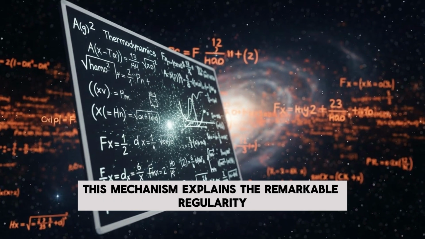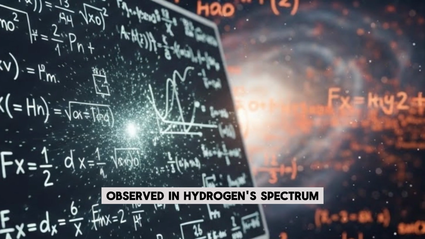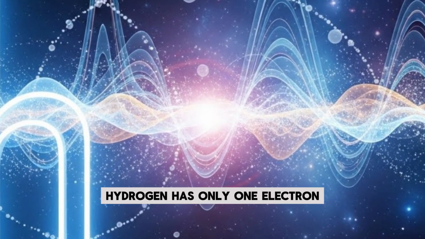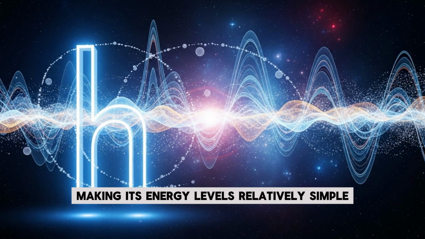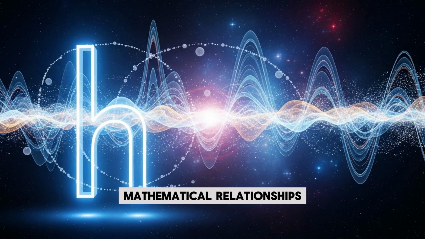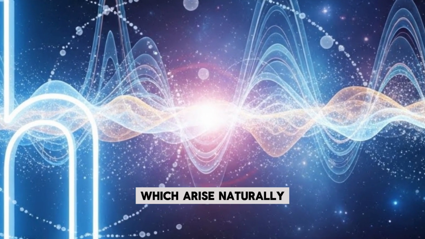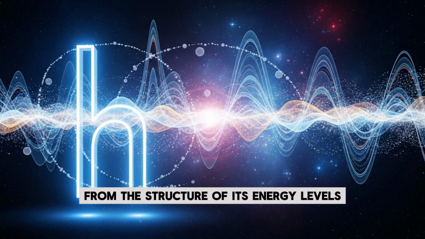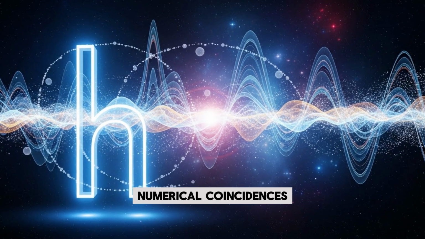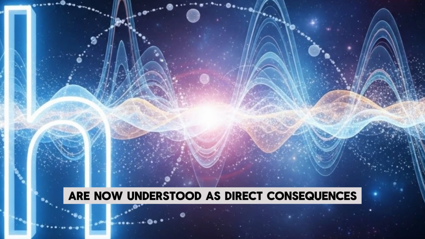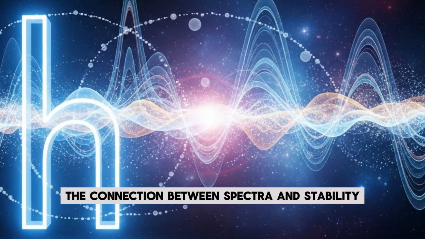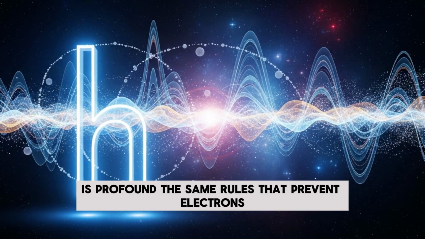This mechanism explains the remarkable regularity observed in hydrogen's spectrum. Hydrogen has only one electron, making its energy levels relatively simple. The pattern of its spectral lines follows exact mathematical relationships, which arise naturally from the structure of its energy levels. What once appeared as mysterious numerical coincidences are now understood as direct consequences of allowed and forbidden states within the atom. The connection between spectra and stability is profound.